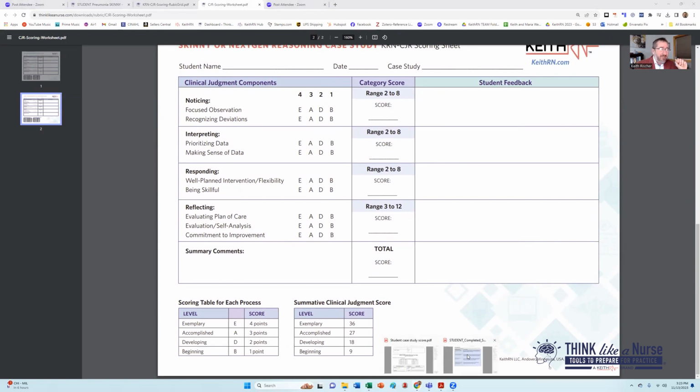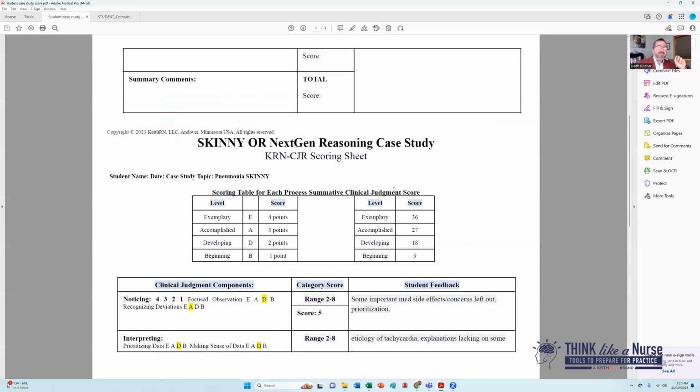So what I want to do now is look at how the faculty at this program scored this student. And I want you to get a sense of how you can quantitatively begin to score using the KeithRN Clinical Judgment Rubric with your patients, which is a brand new opportunity to give us as educators a window into their world to determine how our students are doing.